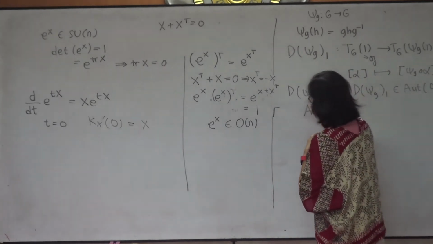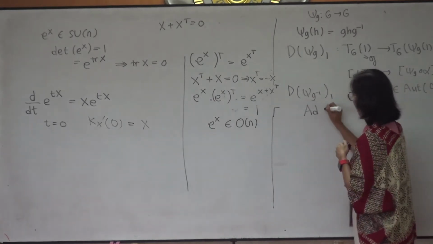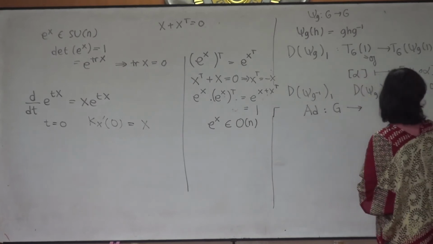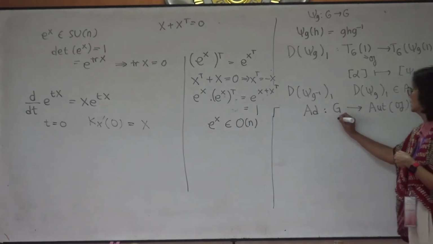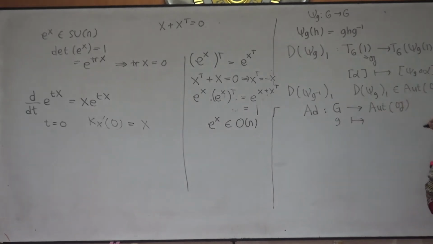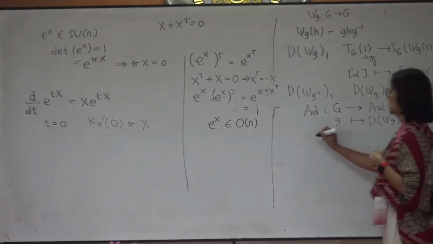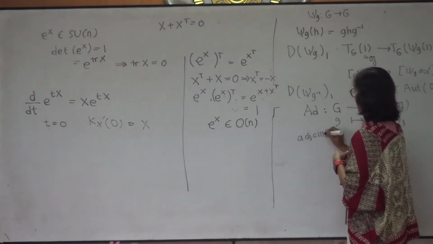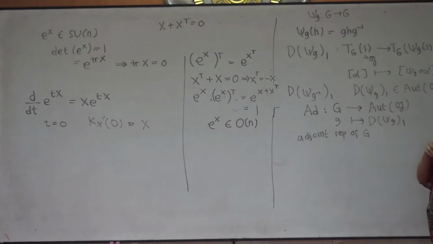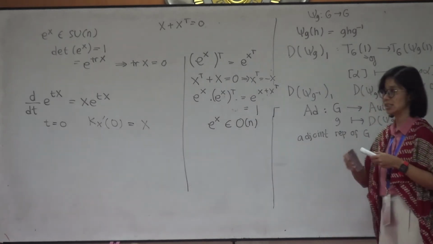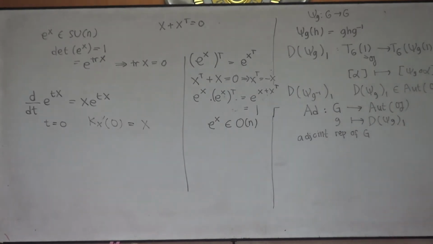So we can define this function Ad from G to Aut of the Lie algebra, sending g to this derivative. And this is called the adjoint representation of G. You can check later, in the training session, that this gives a representation of G. Let us see the definition of a representation.